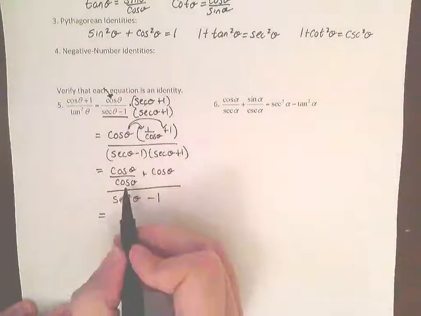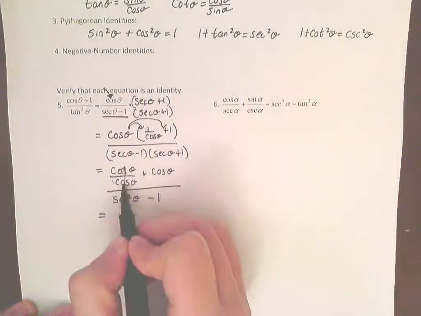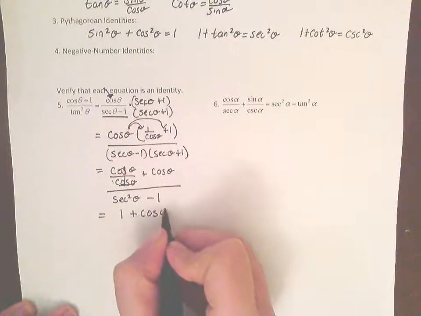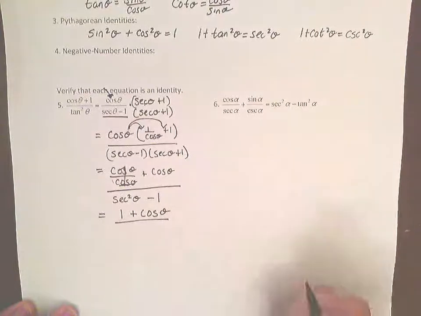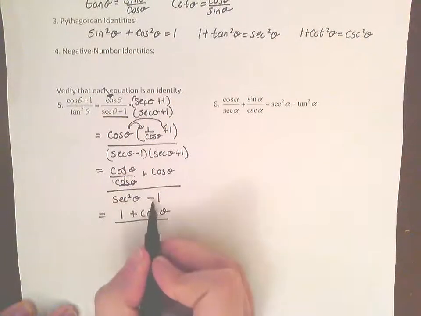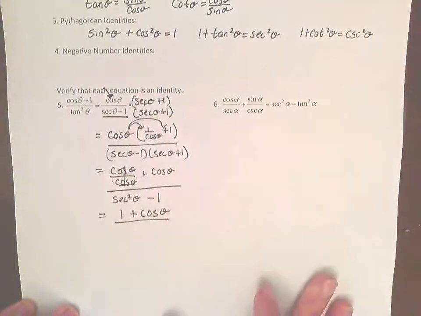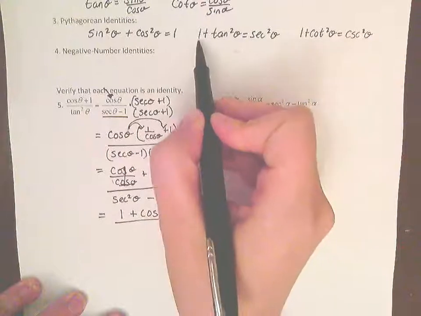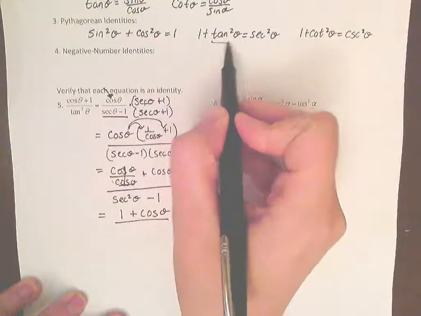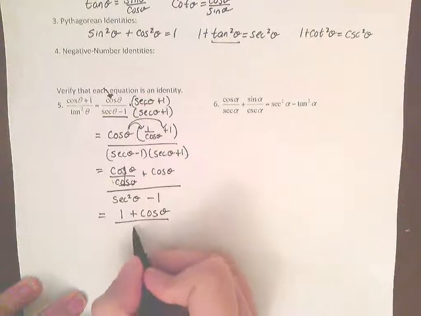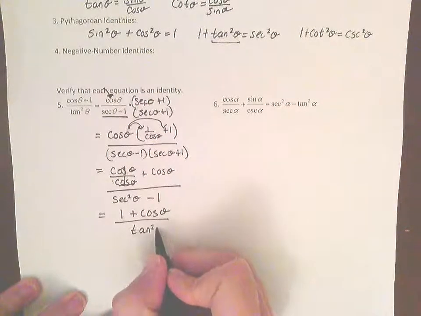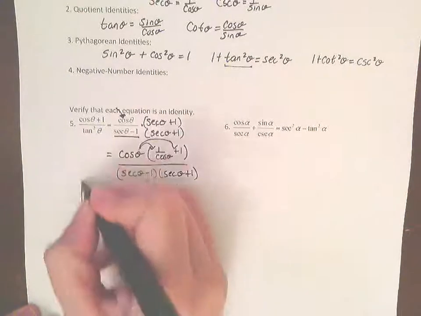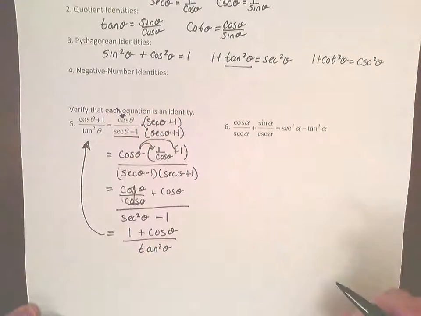Next step. So now what happens to cosine over cosine is it turns into a 1. So this becomes 1 plus cosine of theta. And then the bottom portion, secant squared of theta minus 1, is the same thing as using our Pythagorean identity. What is secant squared of theta minus 1? That's just going to be tangent of theta. So I'm going to rewrite that as tangent squared of theta. And you can see that I basically got this side to equal that right there.